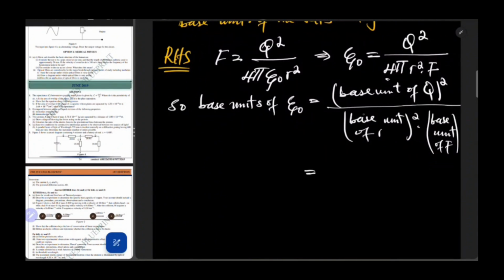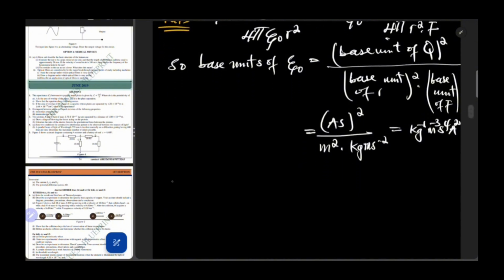Now, base units of epsilon 0 will therefore be equal to ampere second all that squared divided by, here I'll represent separation, so we have meters squared times base units of F, which is kilogram meters per second squared. This boils down to per kilogram per meter cube second to the power 4 times ampere squared.